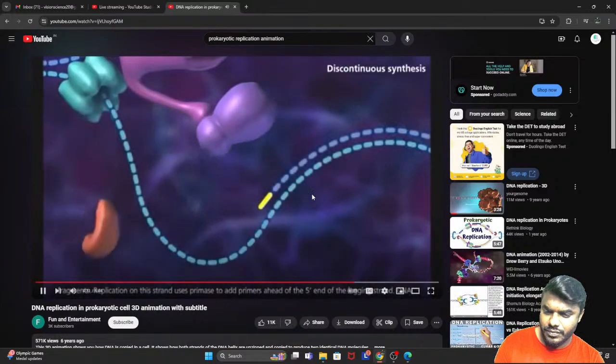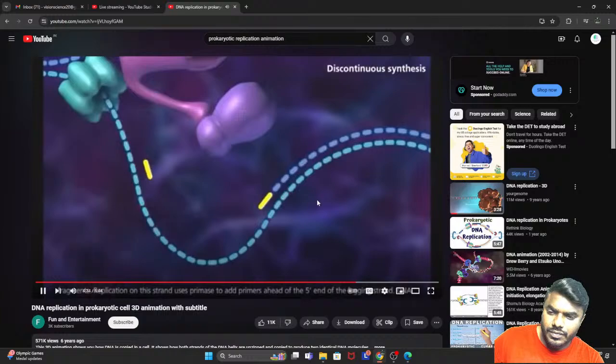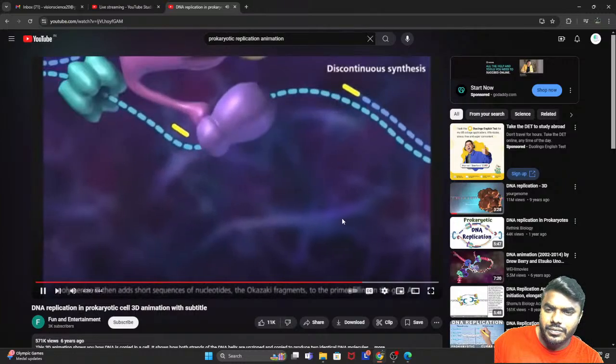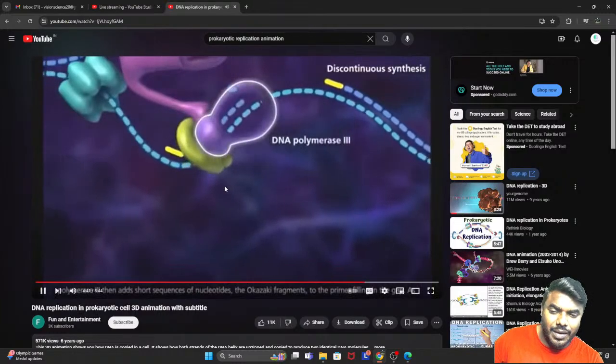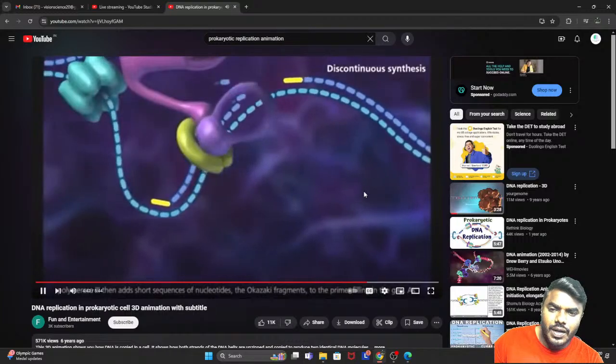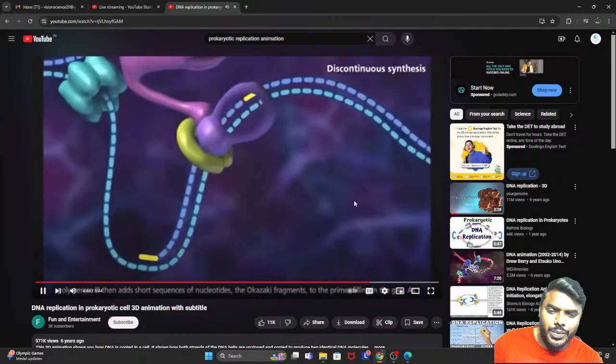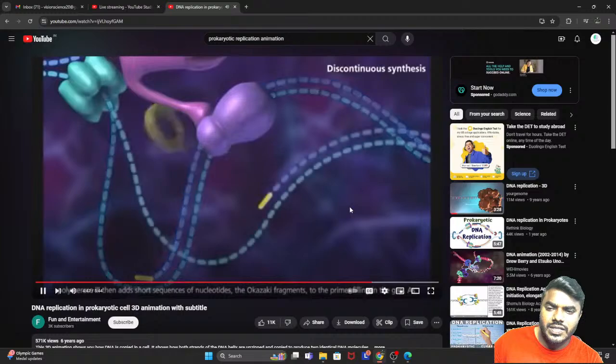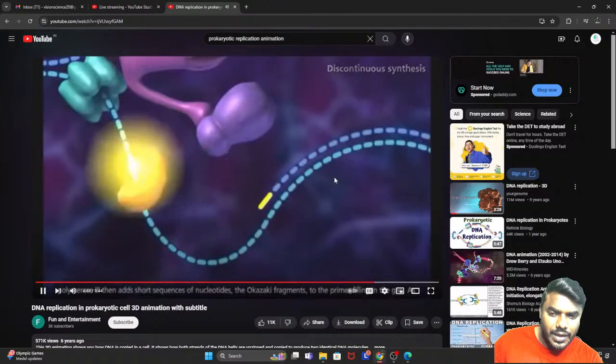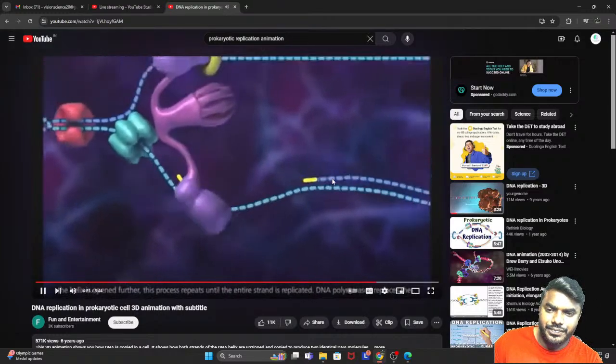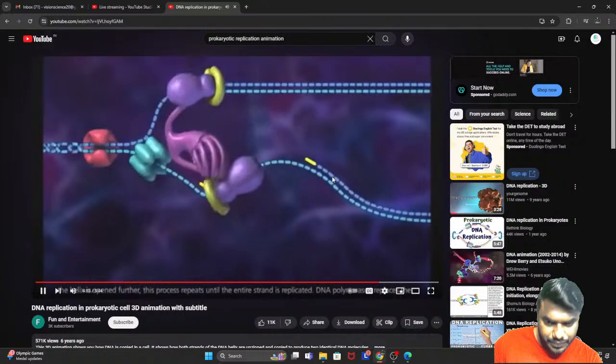Replication on this strand uses primase to add primers ahead of the lagging strand. Can you see that first primase 5' end? DNA polymerase III then adds short sequences of nucleotides, the Okazaki fragments, to the primer, filling in the gap. See, that beta clamp got released. Now again the new beta clamp; as the clamp helix is opened further, this process repeats.